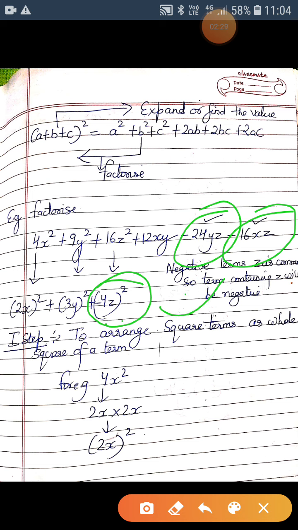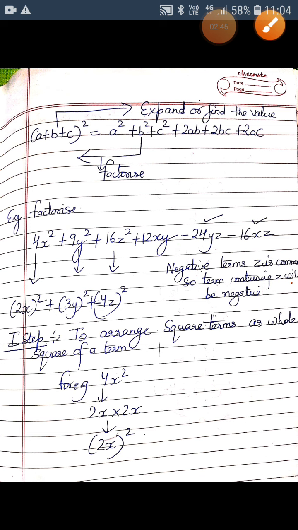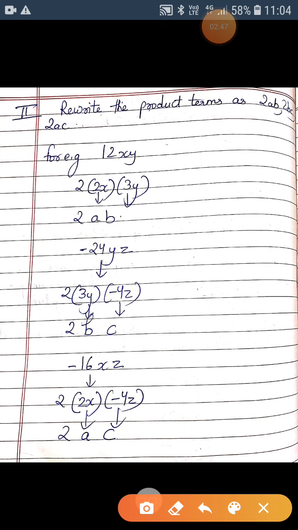So this is the convention, that first we have to look at the negative terms and find the variable which is common. Now this is the first step to arrange the square terms as the whole square of terms. Like we can write 4x square as 2x into 2x or (2x) whole square. Similarly, we can write the other terms as well.